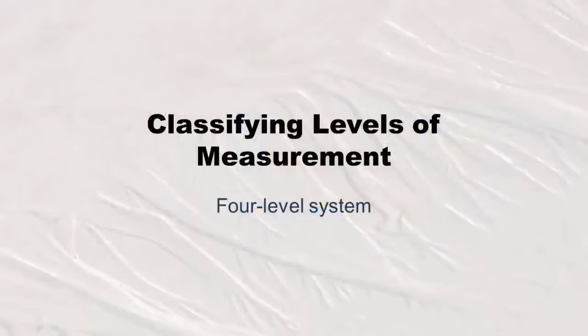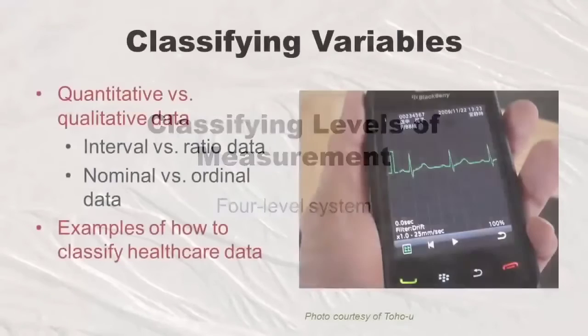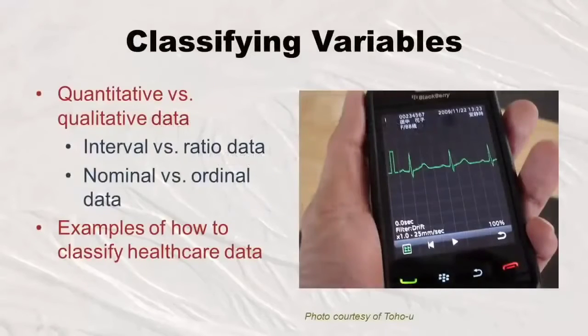Alrighty, now we're going to get into classifying variables into different levels of measurement. Remember our variables: we have individuals and then we have variables about them. And those variables actually can only fall into two groups, quantitative versus qualitative. Then depending on which group they fall into, you can further classify them as interval versus ratio or nominal versus ordinal. And I'm going to give you some examples of how to classify a few healthcare data types of variables.